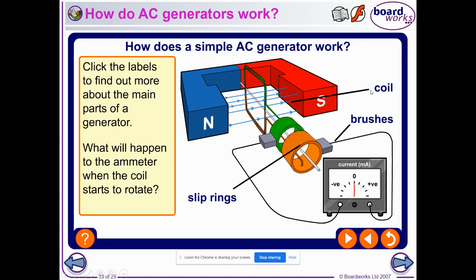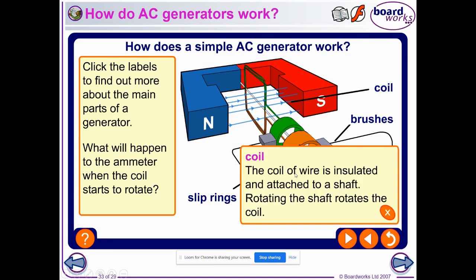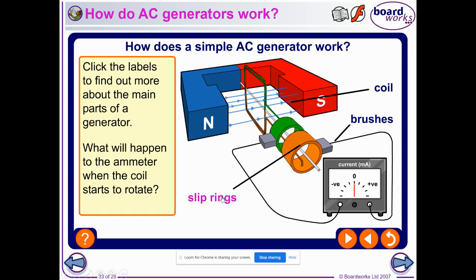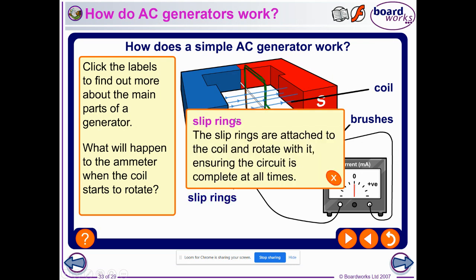You have a coil. The coil of wire is insulated and is attached to a shaft, which is this light gray one. Rotating the shaft will rotate the coil. Then you have carbon brushes or graphite brushes, and they rub against the slip rings, connecting them with the rest of the circuit and allowing them to rotate.